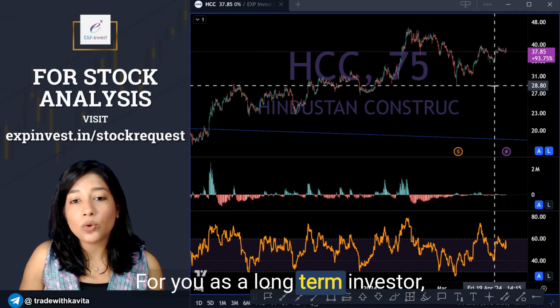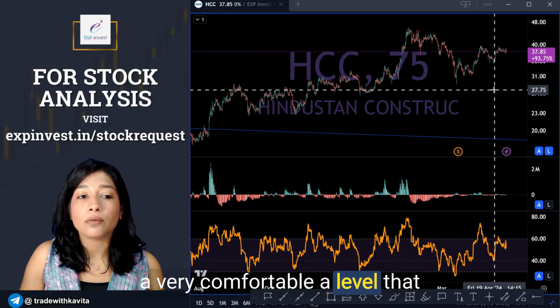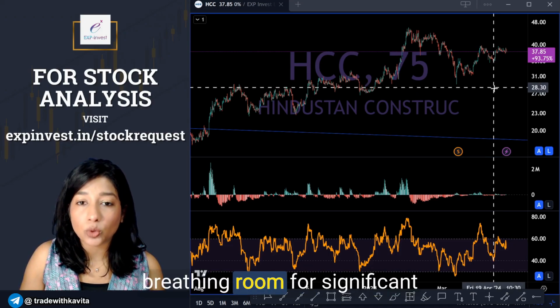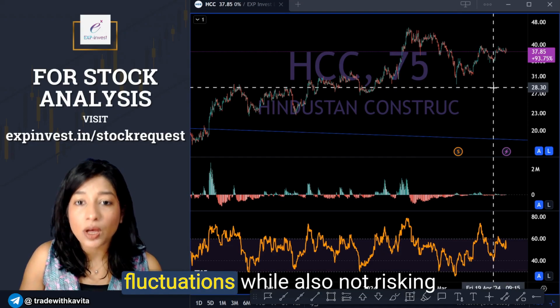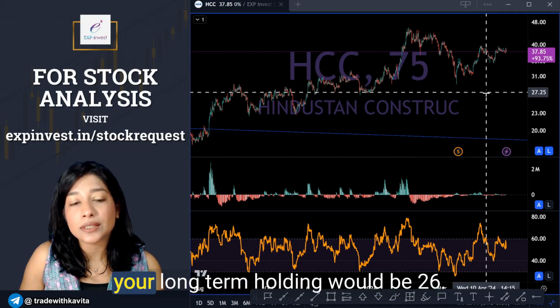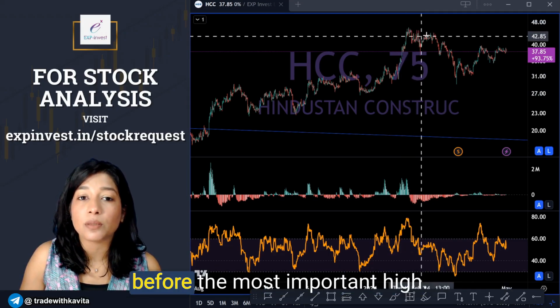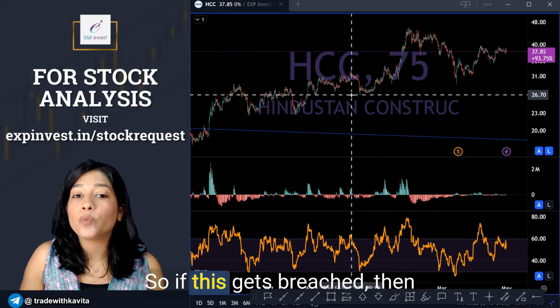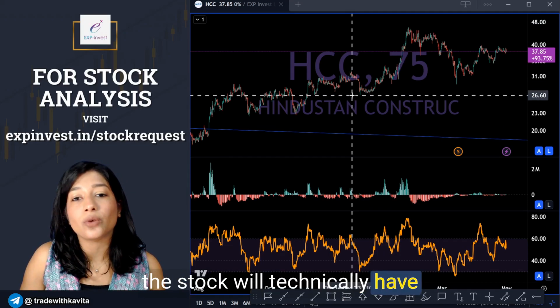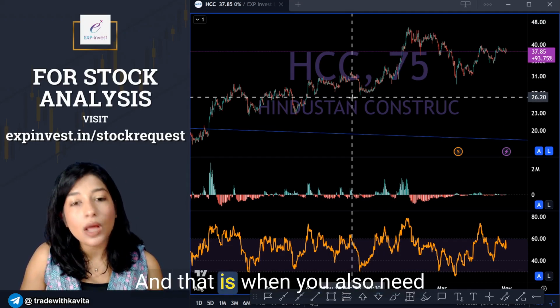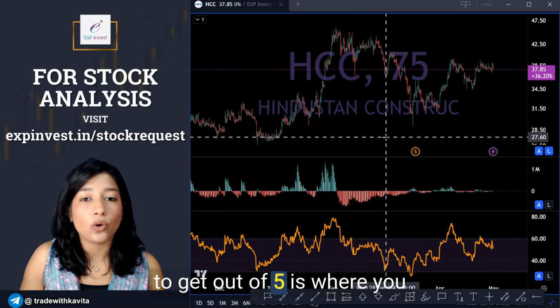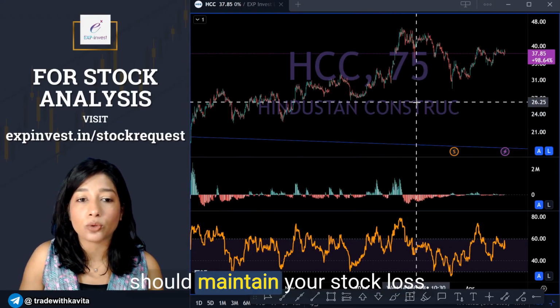For you as a long-term investor, a very comfortable level that would give the stock enough breathing room for significant fluctuations, while also not risking your long-term holding, would be 26.5, basically the support level right before the most important high. So if this gets breached, then the stock will technically have created a lower high, lower low, and that is when you also need to get out of the stock. So 26.5 is where you should maintain a stop loss.